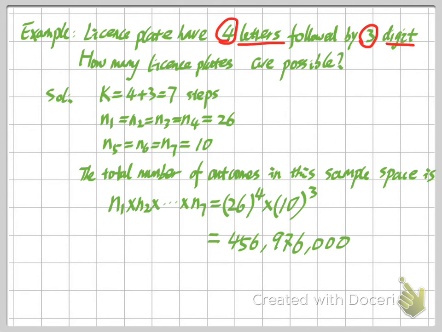So now you know that by this rule we can set up license plates for one country or maybe one city, and see how many cars can have these license plates. Okay, so this is the last example of the multiplication rule. However, we also have 2 more methods to count the outcomes in a sample space. I will introduce them in the next lecture. So see you in the next lecture.